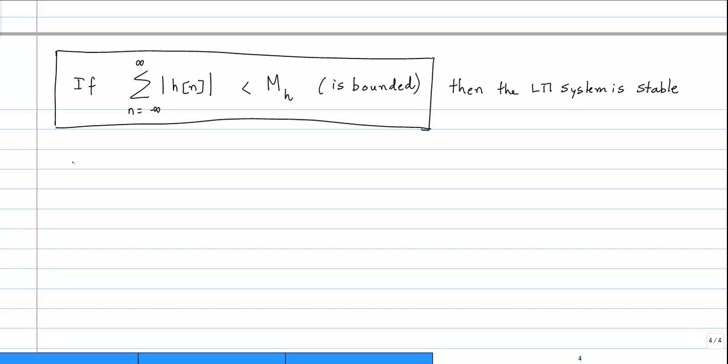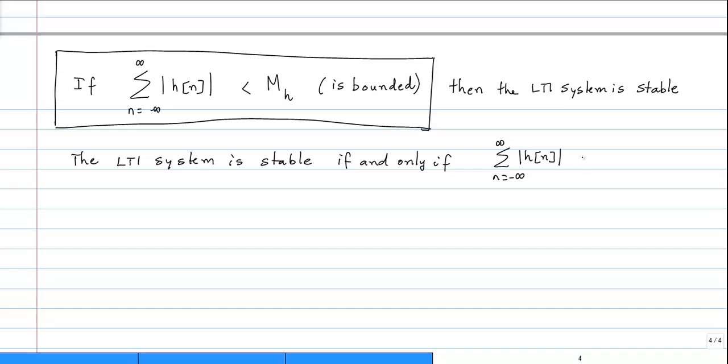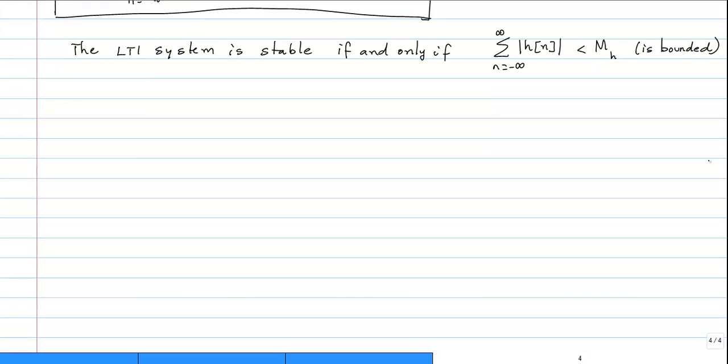Or equivalently, we can say the LTI system is stable if and only if the impulse response is absolutely summable. Okay, so let's look at a couple of examples just to get more familiar with this concept.